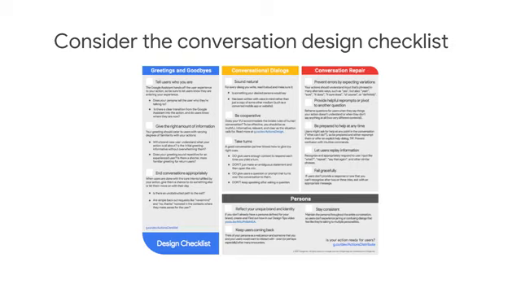Another thing to consider when building your agent is the overall conversation design checklist. Consider how your agent will greet a user and end a conversation, how the conversation is meant to flow for a first-time user versus a returning user, how your agent should repair a conversation and how your agent will fail gracefully, and what the overall consistent personality of your agent should be.